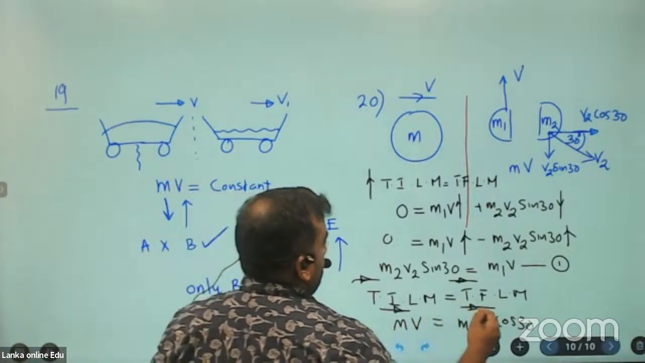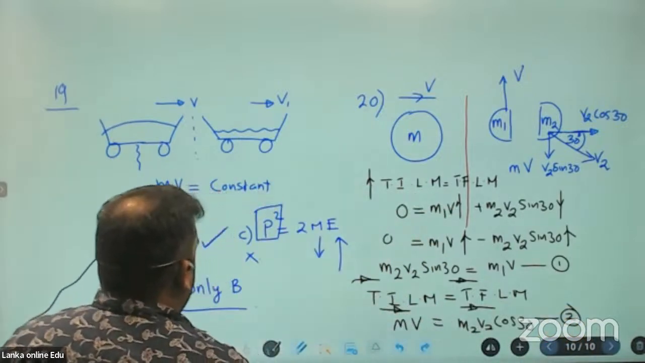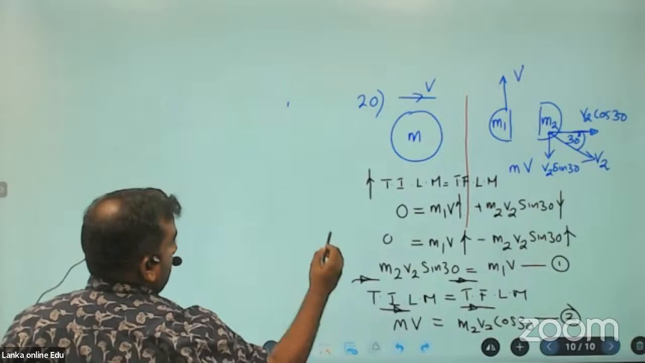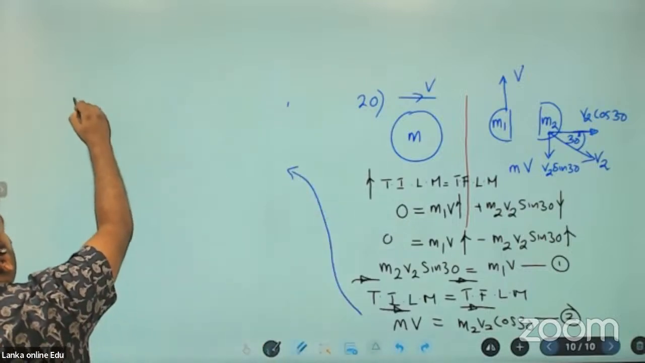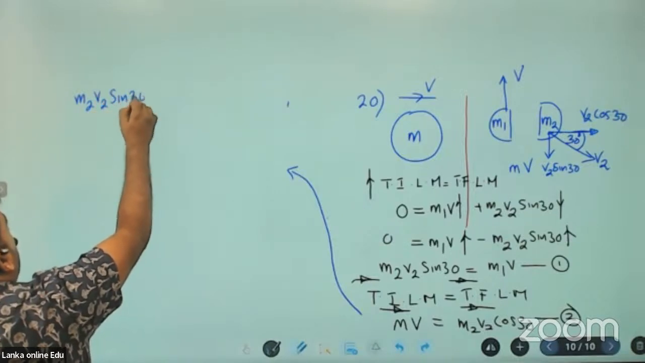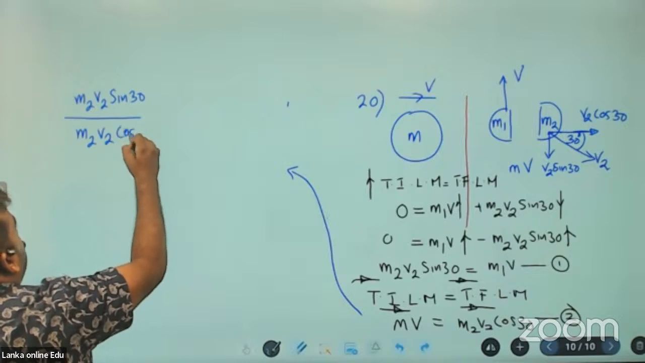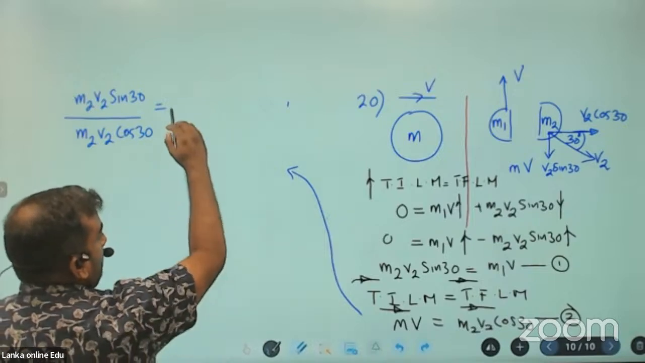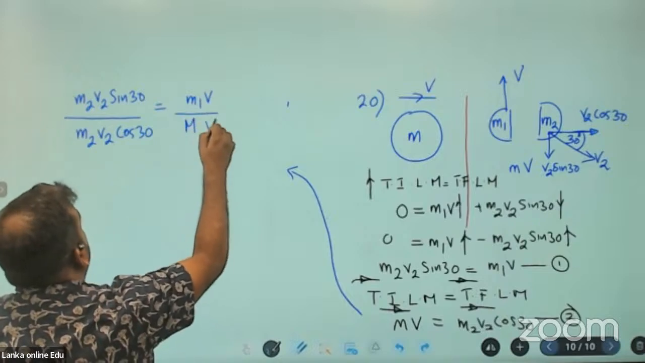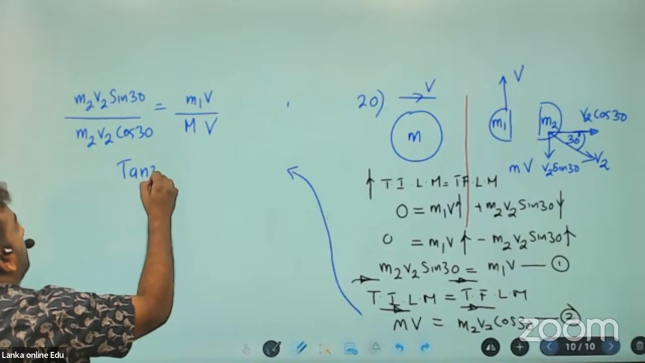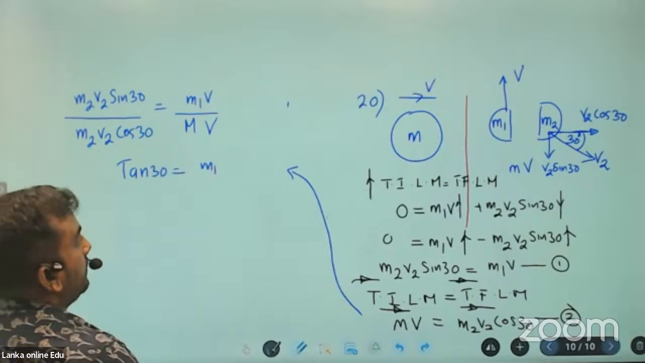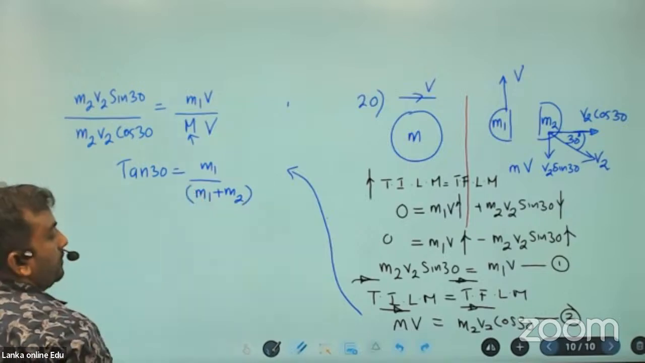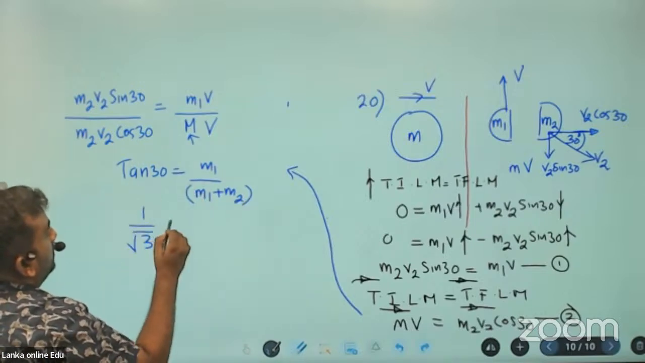Actually, if you divide this, I'll erase this side and do it. M2V2 sin 30 divided by M2V2 cos 30 is equal to M1V divided by capital MV, so tan 30 equals M1 over capital M. What is capital M? M1 plus M2. Simple. Tan 30 is 1 over root 3.